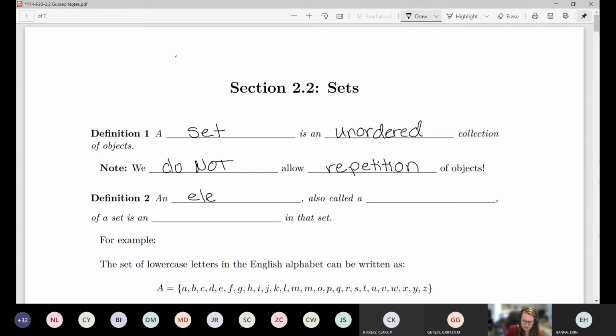An element, which is also called a member sometimes. So an element of a set is an object in that set. Essentially you have a collection of things and each individual thing would be considered an element.